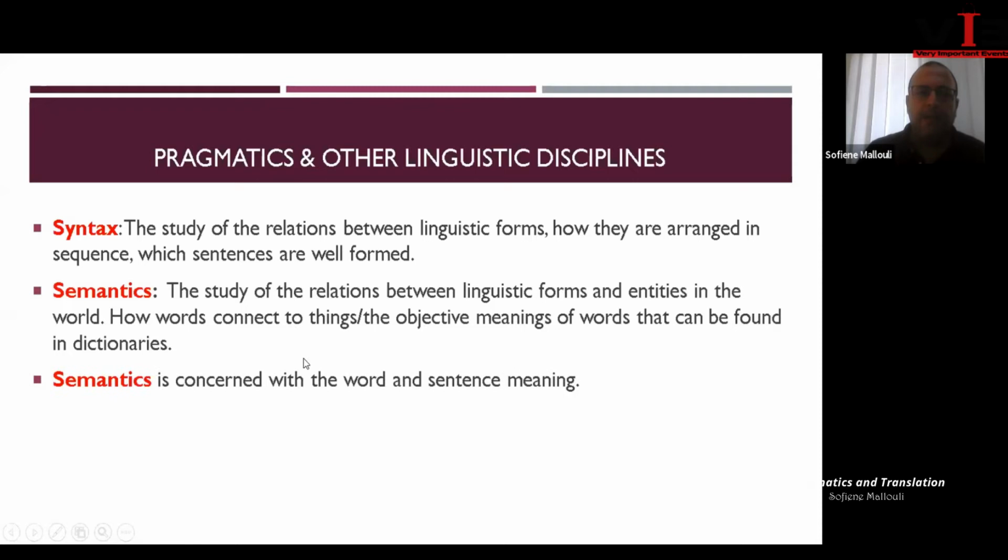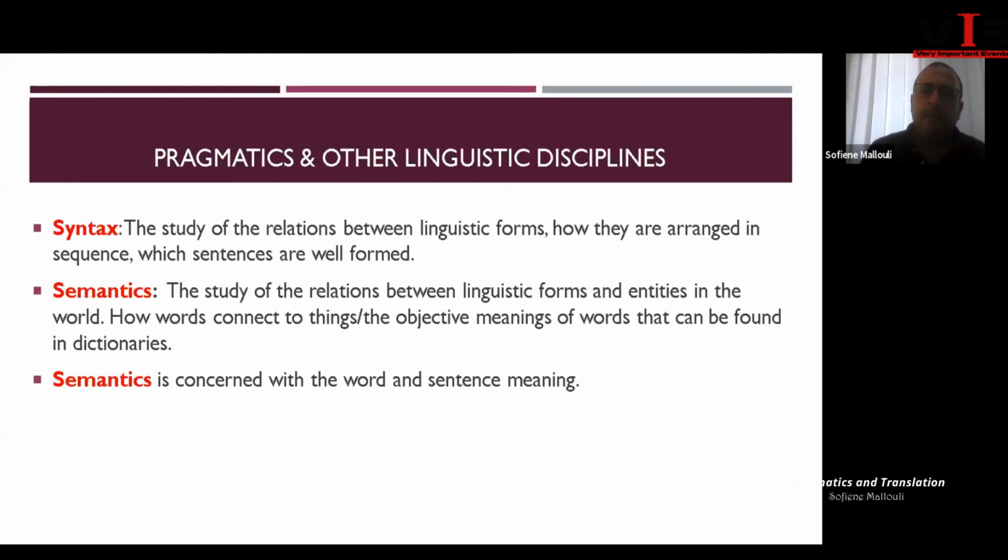Semantics. Semantics is the study of the relations between linguistic forms and entities in the world. It's the study of how words connect to things, the objective meanings of words that can be found in dictionaries. Semantics is concerned with word and sentence meaning. So basically, the main concern of people working in semantics is that they focus on words, their meanings, and how they develop from one year to the other, right? Basically, in semantics, people talk about denotation and connotation: what the word exactly means in real language use, and what this word can connote specifically in literature, in stylistics, in whatever.